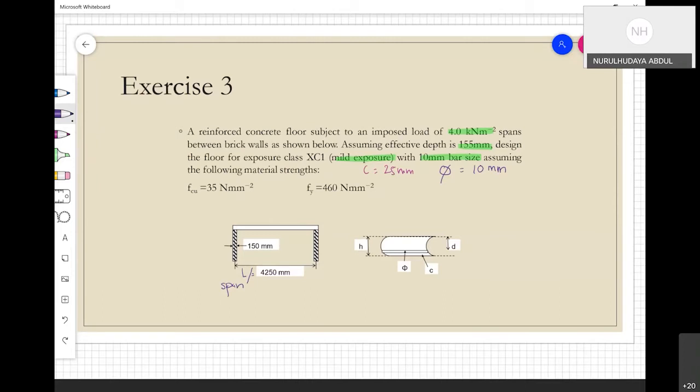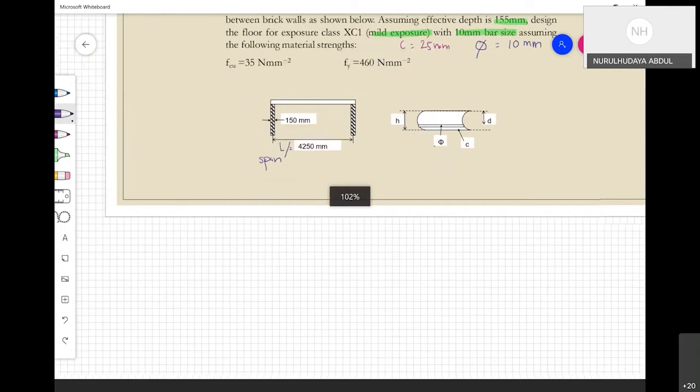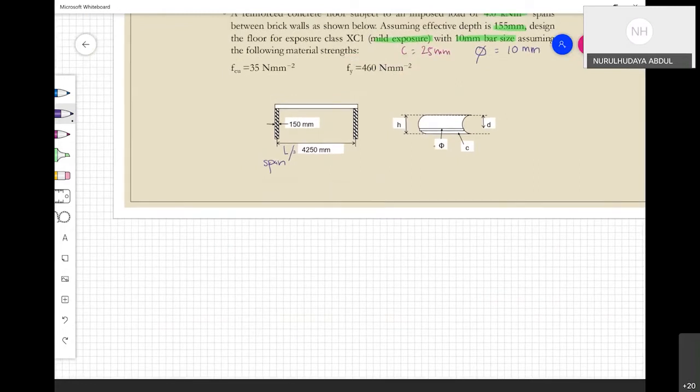Alright, so apa yang kita buat mula-mula sekali is kita dah ada value of D. Okay, jadi we don't need to find effective depth dah. Kita dah boleh terus kira. Jadi kita try terus. I buat tajuk dululah. So kita dah ada, kita punya D is 155. Tak payah kira lagi. Okay. And then but we need to find H. Kenapa kita nak cari H? Sebab kita nak dapatkan that load which is self weight of the slab.